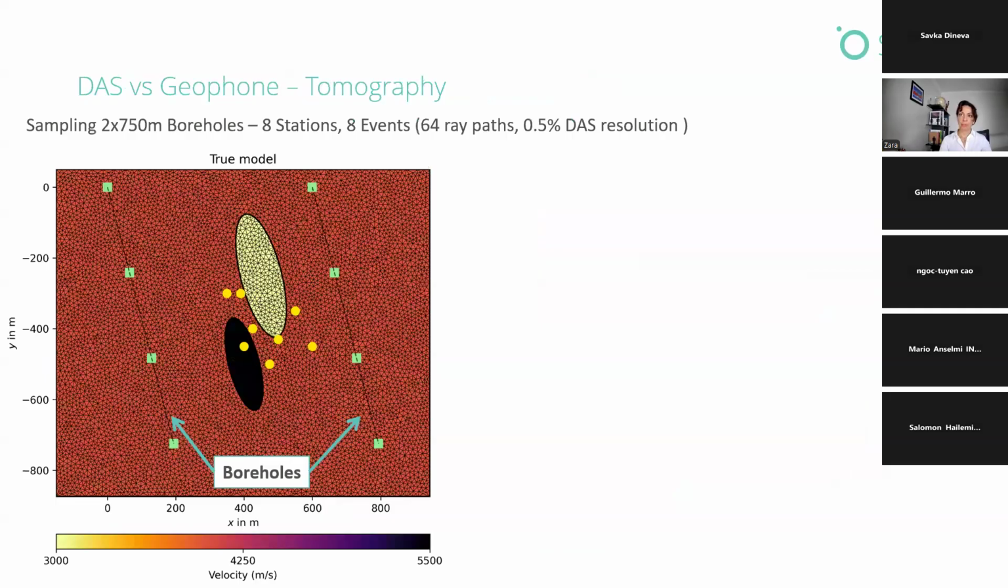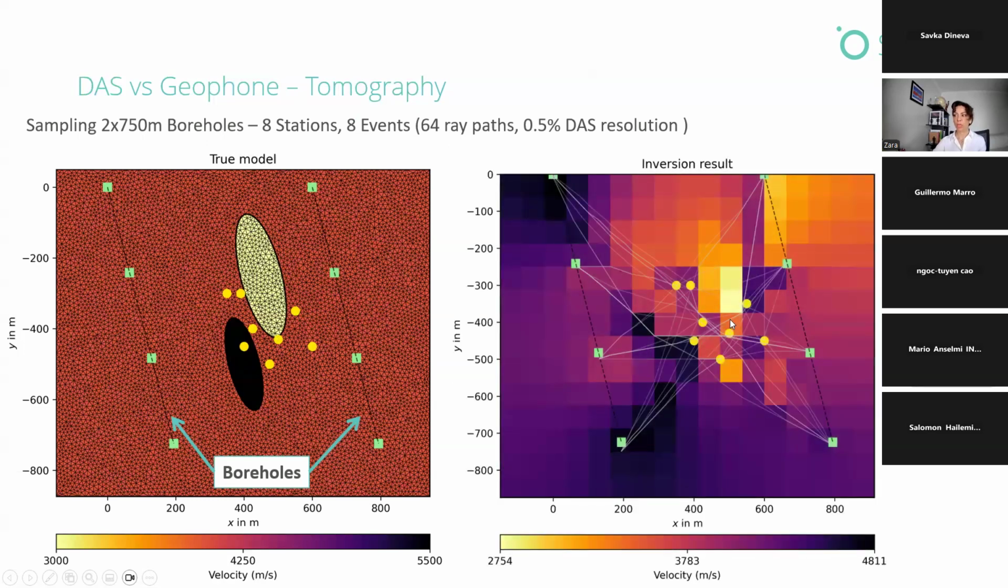The other application of DAS that can be very useful is for tomography. This is just a schematic showing a low velocity zone versus a high velocity zone in black, and 2 boreholes with each borehole having 4 geophones in them, and some yellow dots showing seismic sources. If we were to do a tomography in this area, because we have limited ray paths, the resolution of those high velocity versus low velocity zones is really hard to define with a limited number of seismic events and geophones.